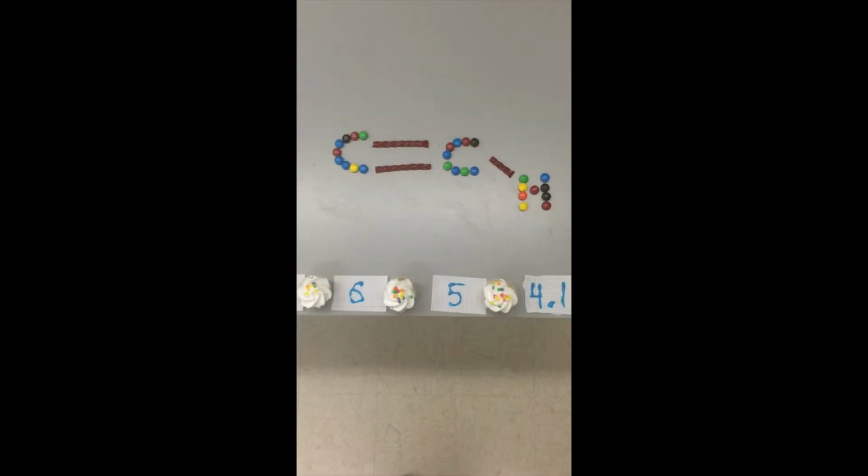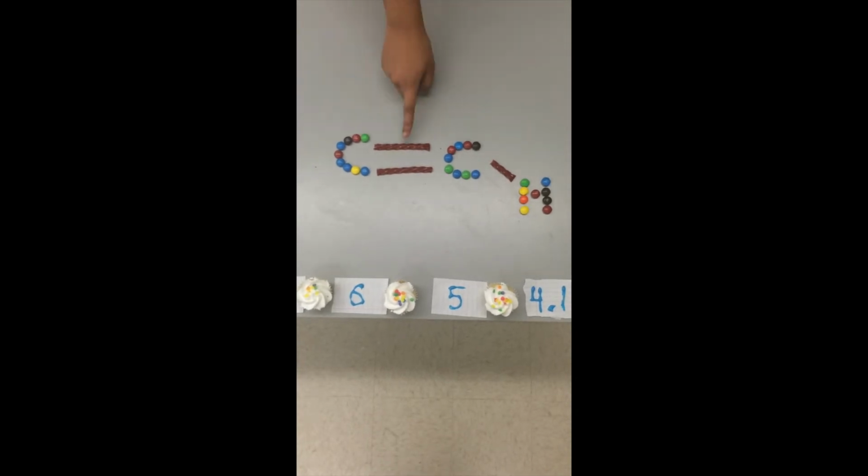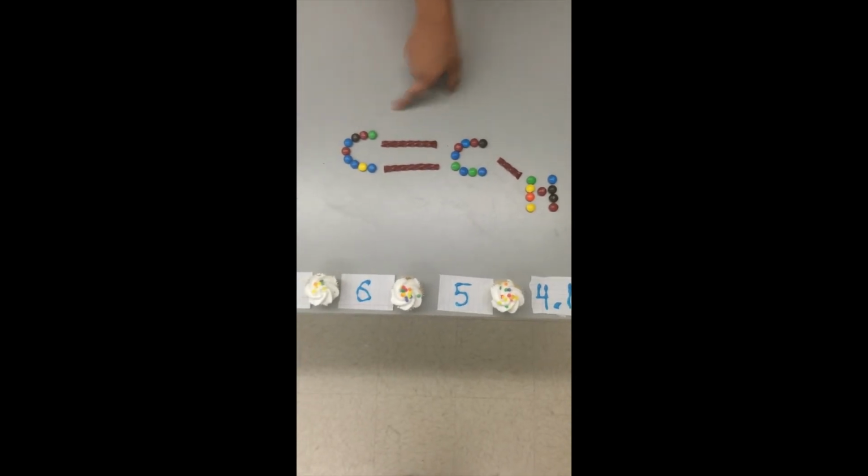There is a line between 6 and 5. It is a C double bond C with an H attached to it. This is the double bond. These are the 2 C's, and this is the H.